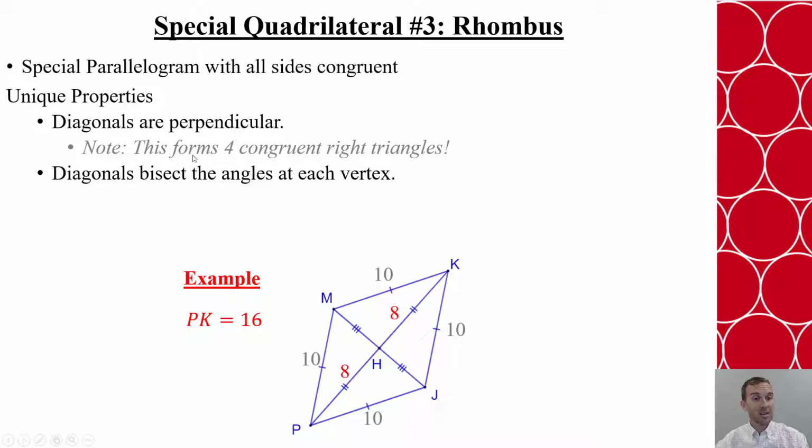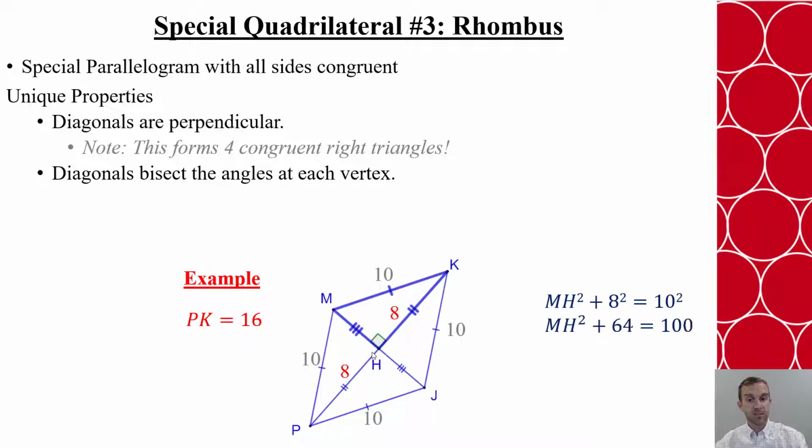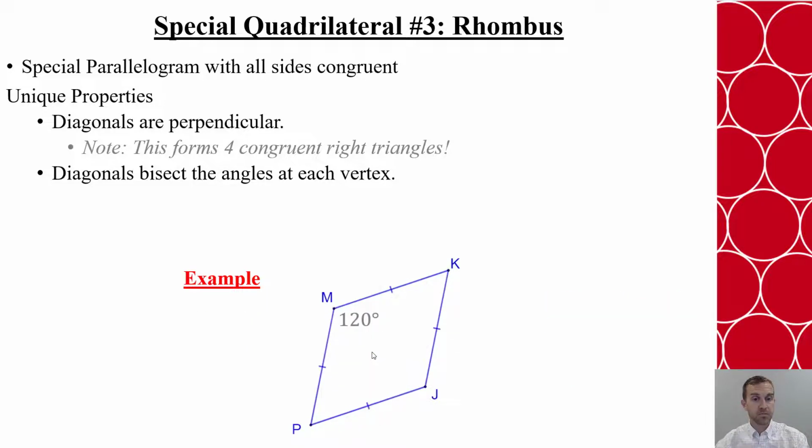Well, because we know the diagonals are perpendicular, I again have a right triangle that I can use the Pythagorean theorem to help me find the length of MH. So MH squared plus 8 squared will equal MK squared, which is the 10. And I simplify this, and I'd find that MH is 6, therefore MJ would be 12, and HJ would be 6. Now, if I knew information about the angles, because it's a parallelogram, if angle M is 120 degrees, I know angle J would have to be 120.